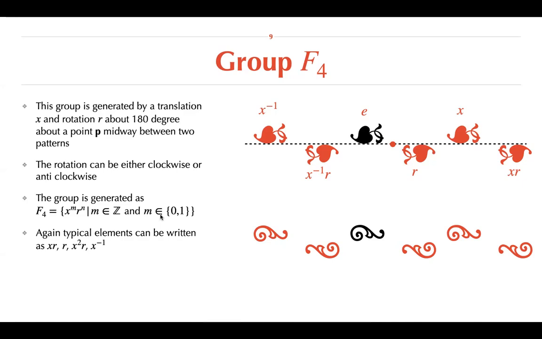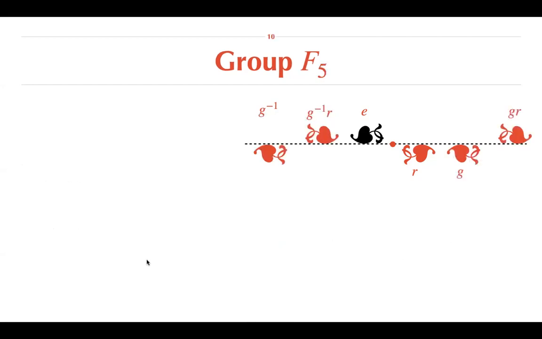Okay. So and then you have a name for this. This is how you would say in group theory that this group F4 is generated by two generators, X and R, and the order of R is 2. This is how you would say it. Okay. So let's talk about group F5.